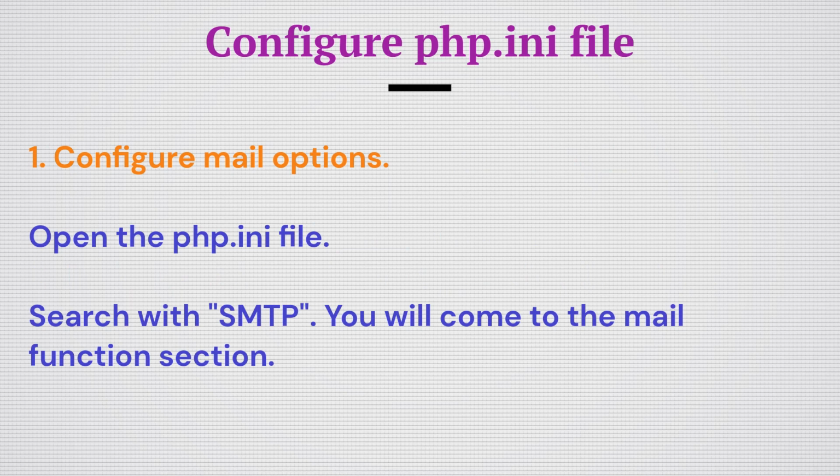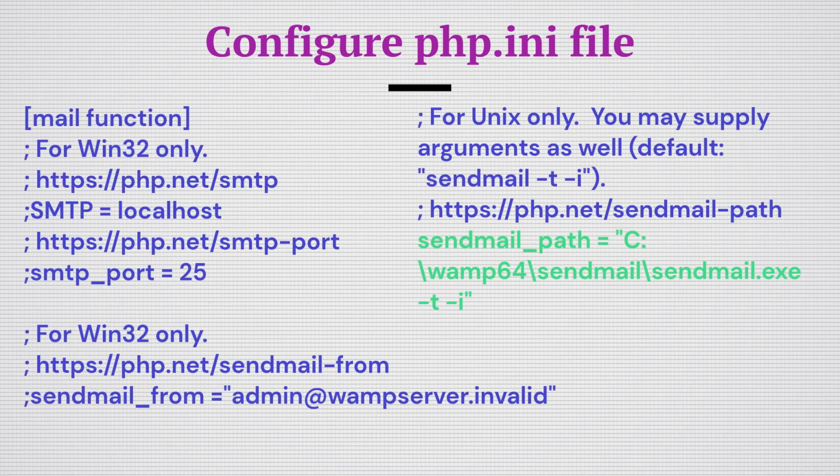Open the php.ini file. Search with SMTP. You will come to the mail function section. After configuring this section it looks like this. We have commented out all the lines which are not already commented out, except the line sendmail_path.